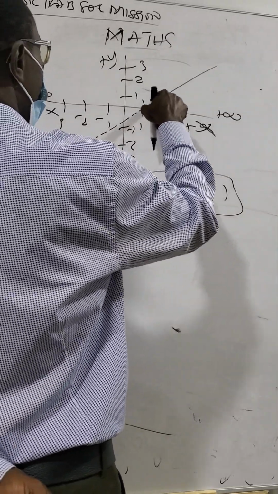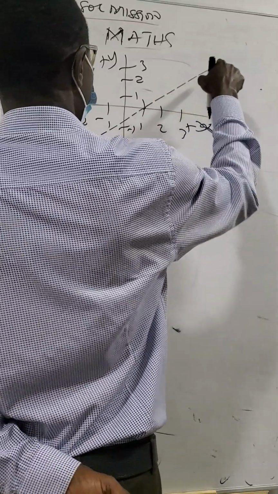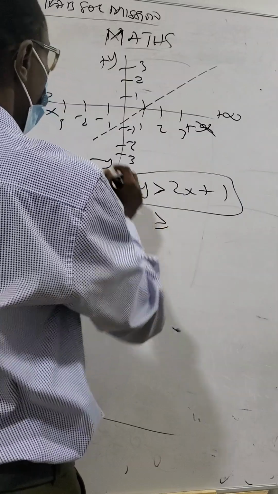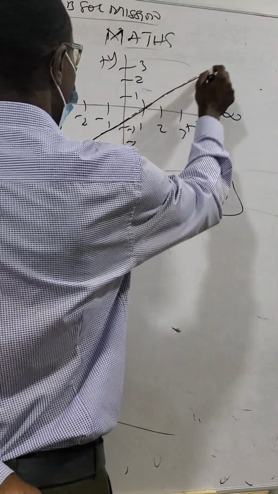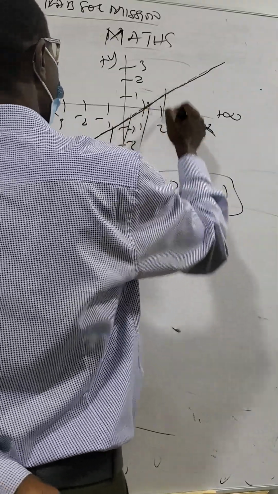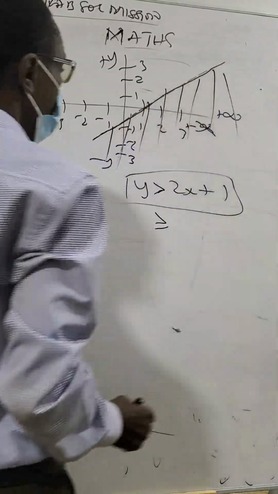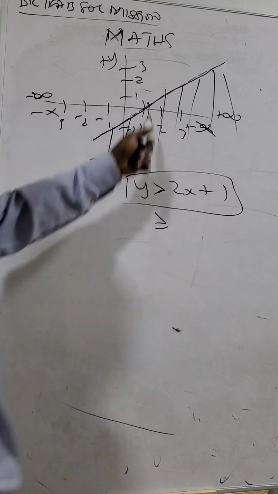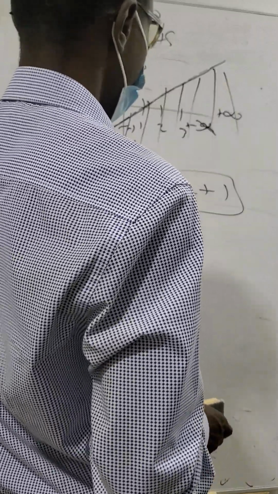That's what I want to point out. It should be a broken line. But if it is greater than or equal to, then the line should be solid. And if it is greater than, you shade the region where the answer falls. That is for inequalities. This is the basic thing that you have to do. I'm not saying this is exactly what you have there, I'm just giving this as an example.